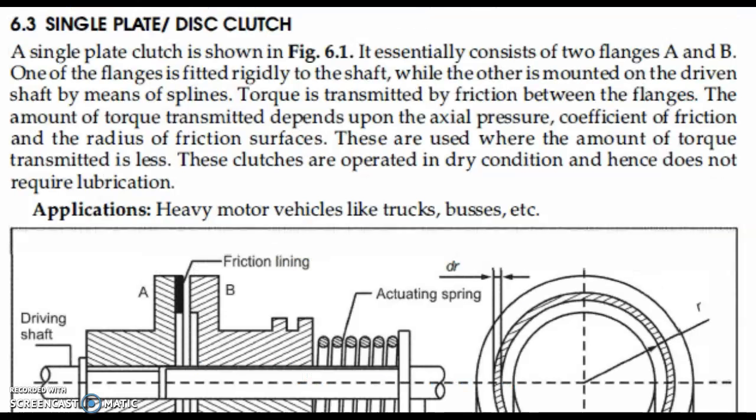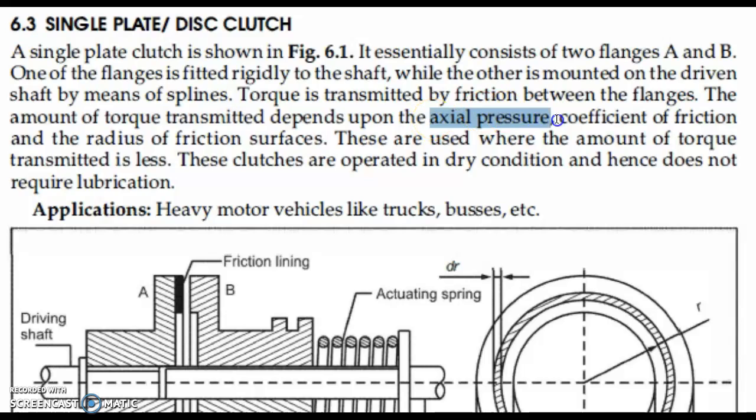Okay. A single plate clutch is shown in the figure. It essentially consists of two flanges, A and B, that we already discussed. One flange is fitted rigidly to the driving shaft, and another is on the driven shaft. Now the pressure will act on the lining. Torque is transmitted by friction between the flanges. The amount of torque transmitted depends upon the axial pressure, coefficient of friction, and radius of friction surface. So these are the basic requirements in the clutch.